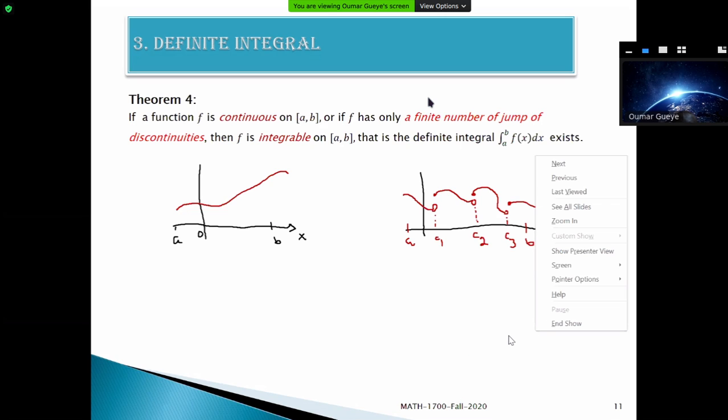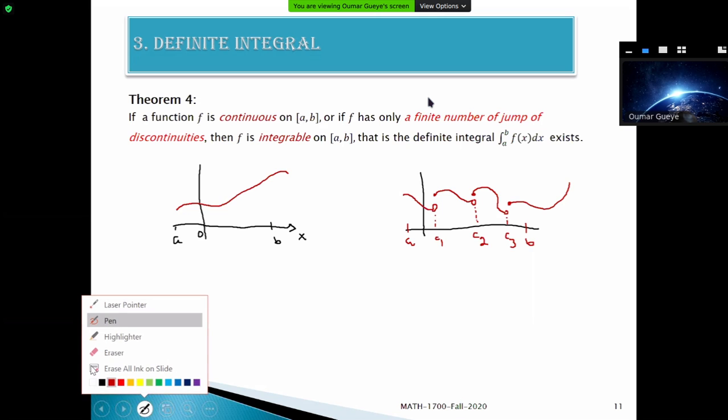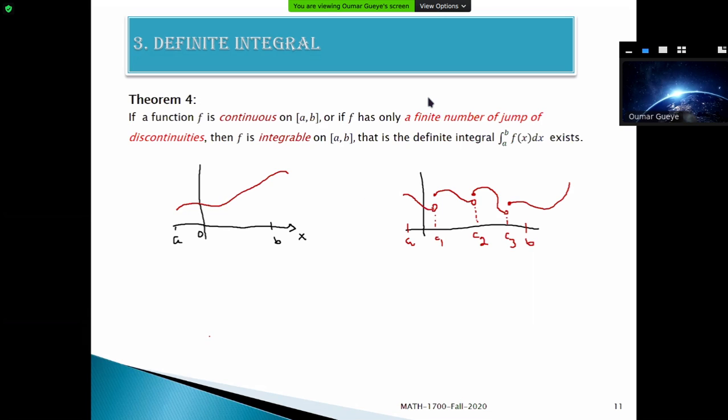Any question? Okay. So how will I know if it is finite or not? You check from the domain, just inside the interval. You need to know exactly what kind of function you have, and you can sketch the graph to see it, or you can check if there is any point where the function is not defined.